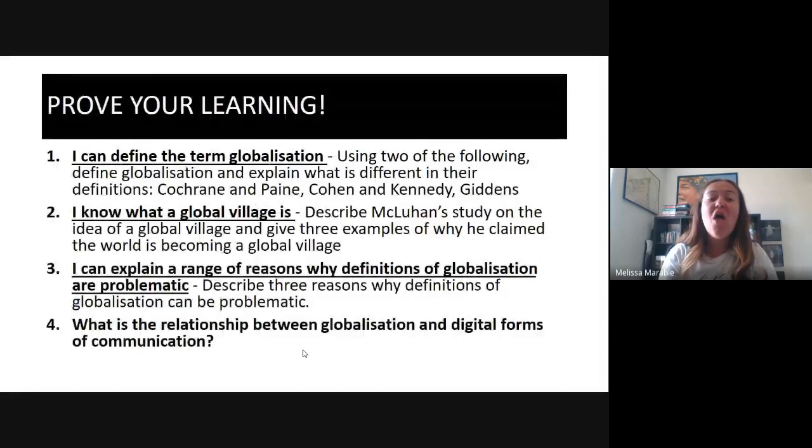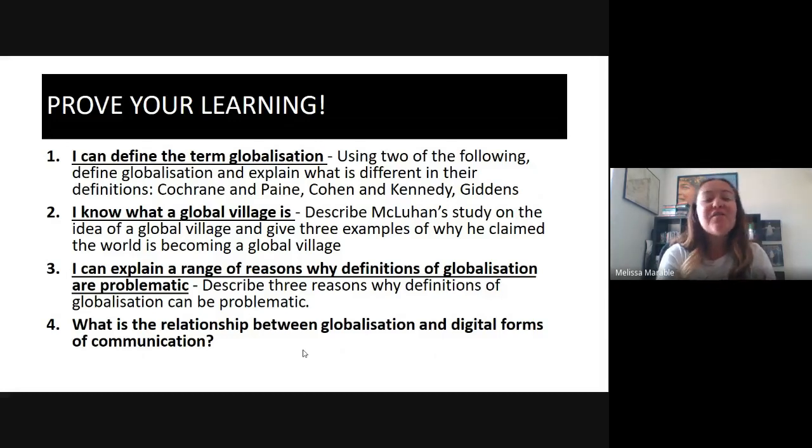Now that is the aim, so prove your learning. I can define the term globalisation. So what I want you to do now, using two of the following, is define globalisation and explain what is different in their definitions. Question number two, I know what global village is. What I want you to do is describe McLuhan's study on the idea of a global village and give 3 examples of why he claimed the world is becoming a global village.